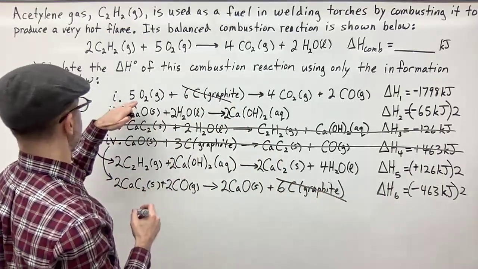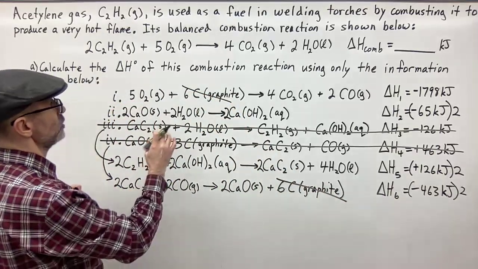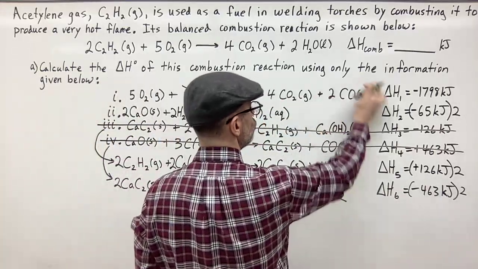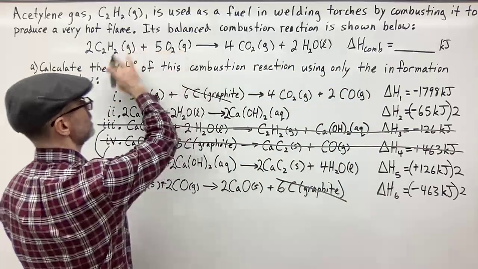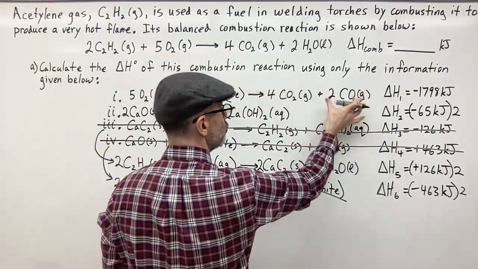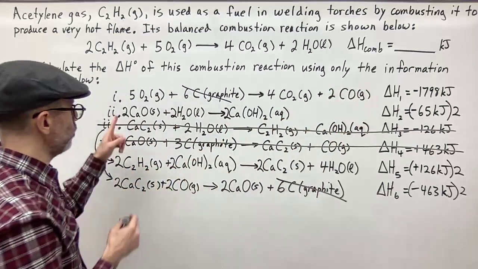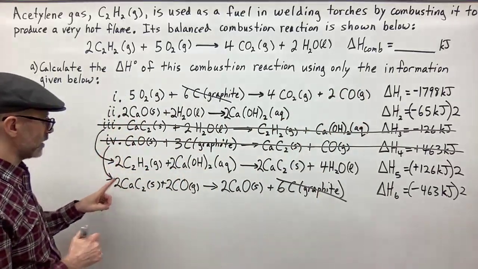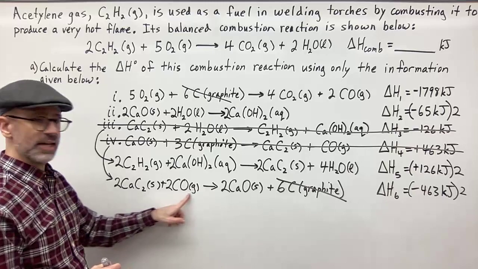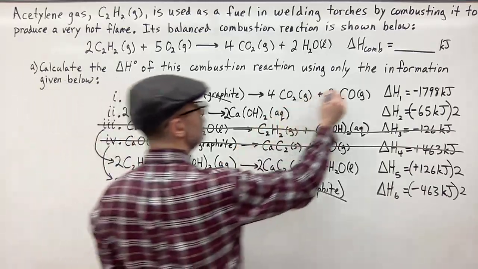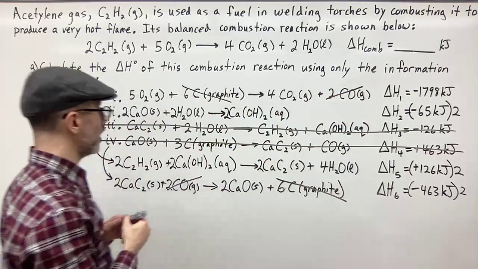Okay, we've got our 5 oxygen. What else do we not have? We have 4. So carbon monoxide, I have 2 carbon monoxide. Carbon monoxide is not in this equation. So I have 2 carbon monoxide gas on the product side here. Where do I have carbon monoxide? I have 2 carbon monoxide as a reactant here. So that's going to cancel out.